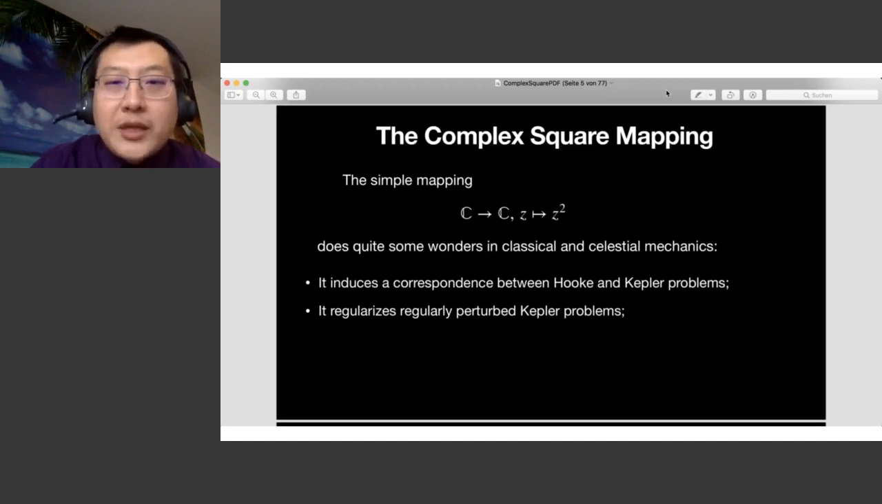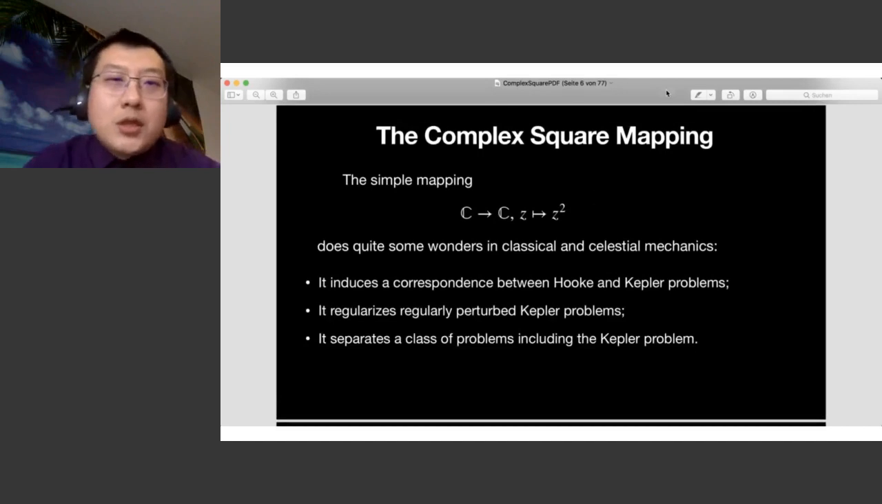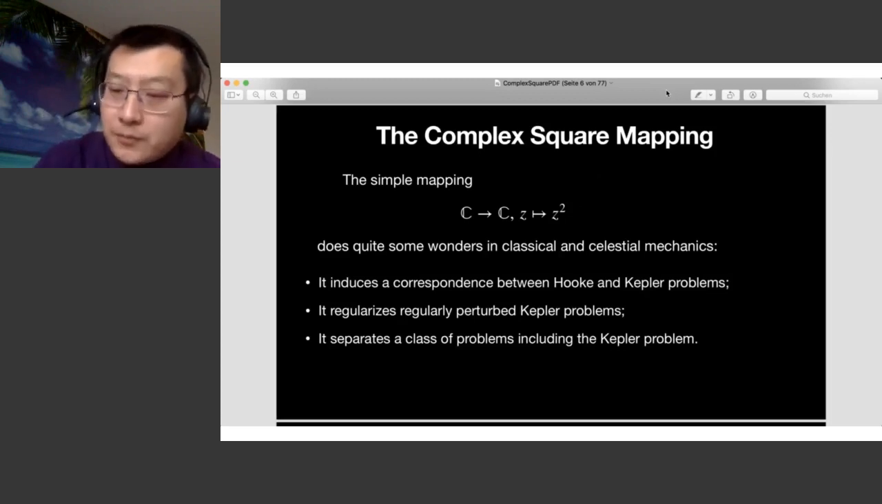And what is more, this also extends to regularly perturbed Kepler problems. Therefore, there are many applications in celestial mechanics. Also, we see that the Kepler problem is not separable in natural Cartesian coordinates, while the Hooke problem is separable. Therefore, another very simple observation is that this mapping separates the Kepler problem, and this property of separating the problem also extends to some other problems, which we will briefly discuss.